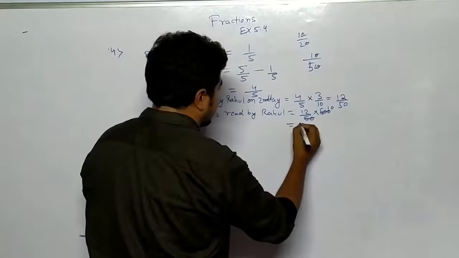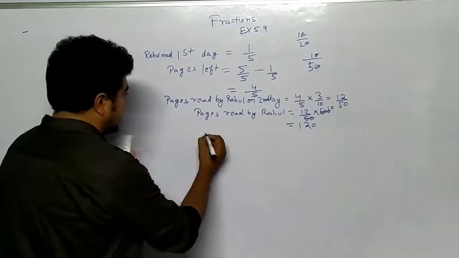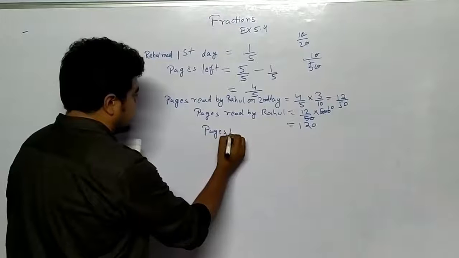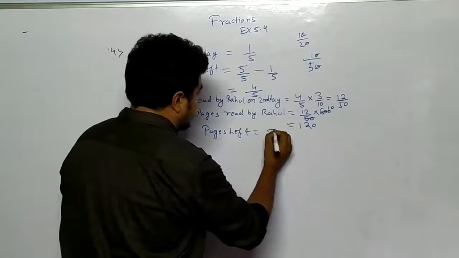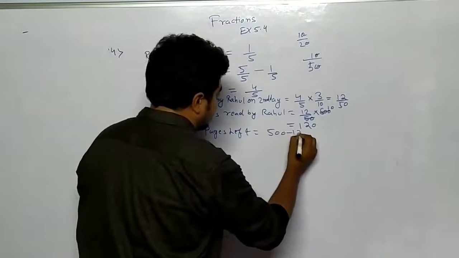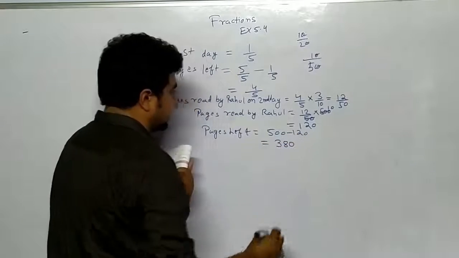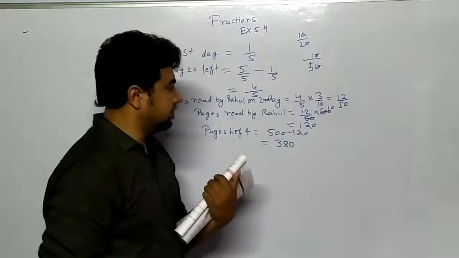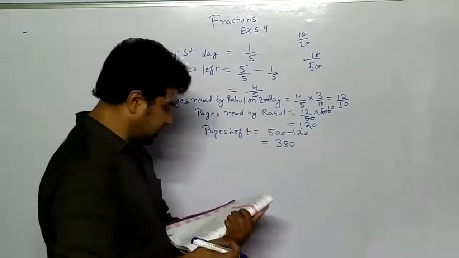How many pages has he read? 120. Means how many pages are being left? Pages left is equal to 500 minus 120, means 380 pages are being left. If you subtract 120 from 500, 380 pages are left. See, in this way you can solve.